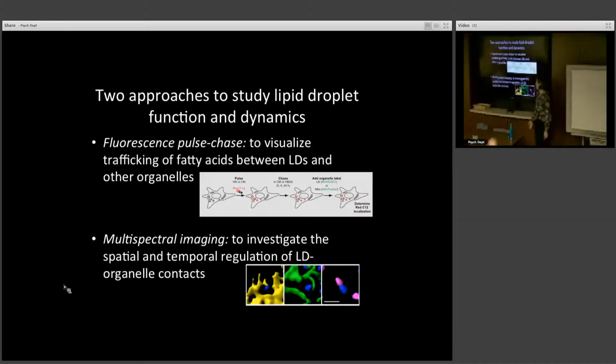In one approach, I used a fluorescent fatty acid analog to follow the trafficking of fatty acids between lipid droplets and other organelles. And in the other approach, I was interested more generally in how these different contacts between different organelles are arranged. So we used multispectral imaging to label a number of organelles at once and then to see how they're organized in space and time.